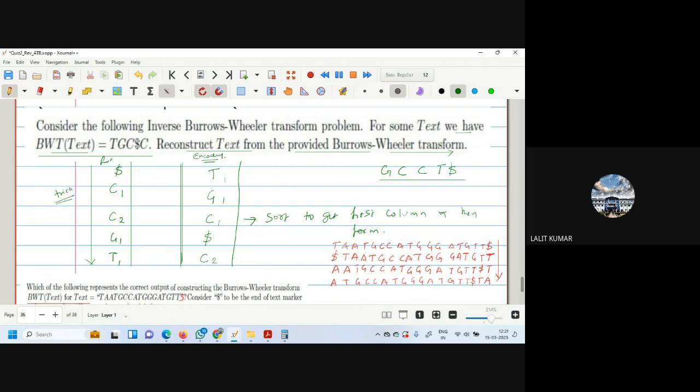And now you start with dollar. So here I take dollar. Now I see what is there before dollar. So it is T1. I come to T1. Before T1 is C2. I go to C2. Before C2 is C1. I go to C1. Before C1 is G1. And before G1 is dollar. It means it has finished. So I get G1, C1, C2, T1, which is GCCT dollar. Okay, so we can do it.